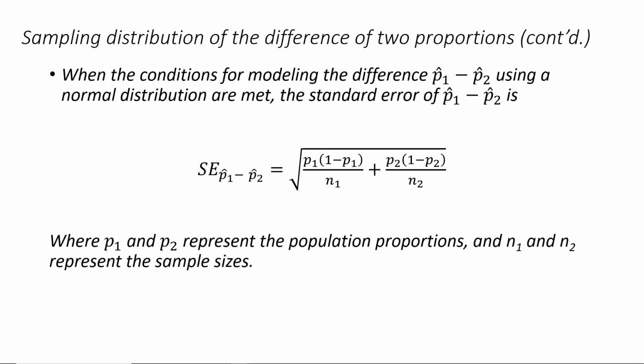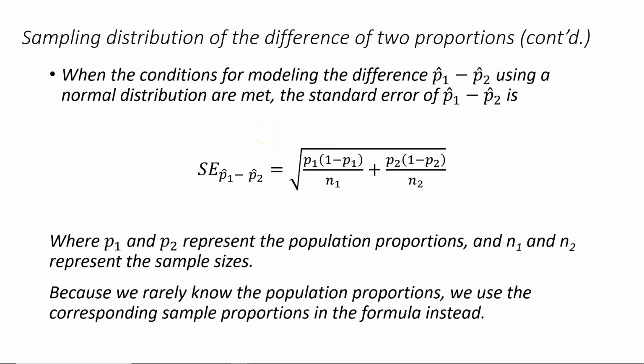When the conditions for modeling the difference of two sample proportions using a normal distribution are met, the standard error of the difference of two sample proportions is given by the formula shown on the slide. Notice that in that formula, p1 and p2 represent population proportions, and n1 and n2 represent the sample sizes. However, just as we saw for single sample proportion problems, because we rarely know the population proportions, we use the corresponding sample proportions in the formula instead.